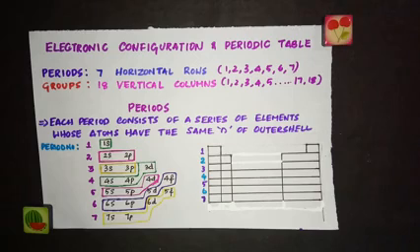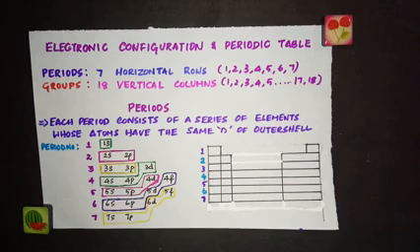Now we are going to see what is the connection between the periodic table and the atomic number, because we have the modern periodic law which states that the physical and chemical properties of the elements are the periodic functions of their atomic number. So there should be a connection between the periodic table and the atomic number. When we say atomic number, we are actually talking about electronic configuration. So we're going to see the connection between the periodic table and the electronic configuration.